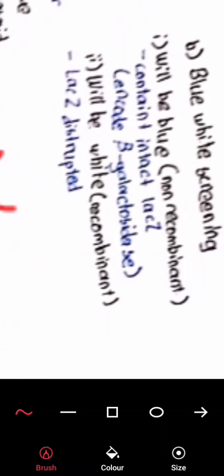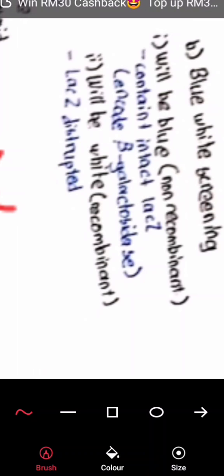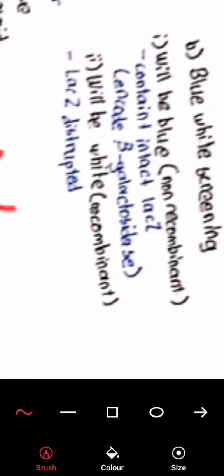You understand, right? And B is blue white screening. There are 2 types. Some will be blue and some will be white. Basically, blue is non-recombinant because it contains intact lacZ, which encodes beta-galactosidase, and the white is recombinant DNA. The lacZ is disrupted. And that's all for me.